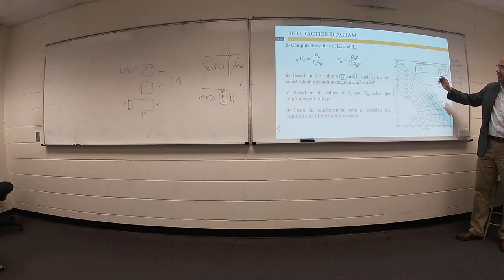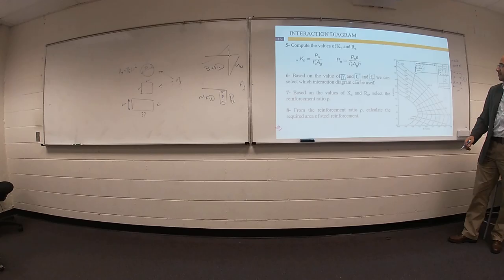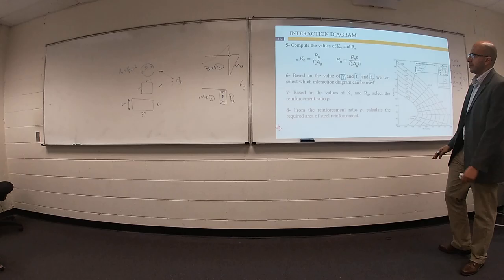First value, what is the compressive strength of concrete? 4,000, 3,000, 5,000, whatever. The second term, what is the yield stress of steel reinforcement? The third one, what is the value of gamma? Do you remember what is the value of gamma? So based on these three numbers, I can decide which interaction diagram I will use.